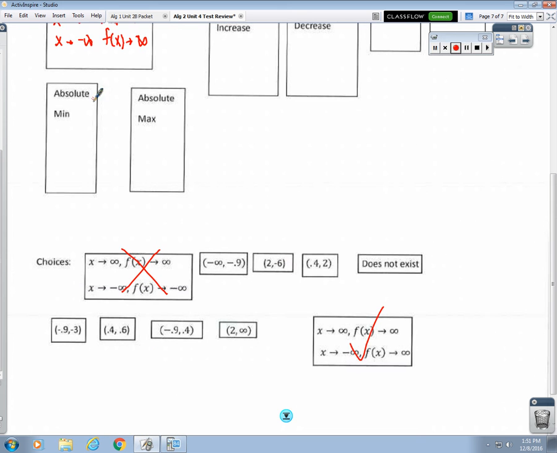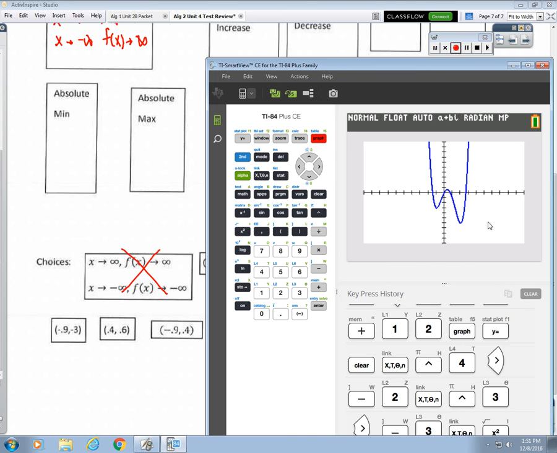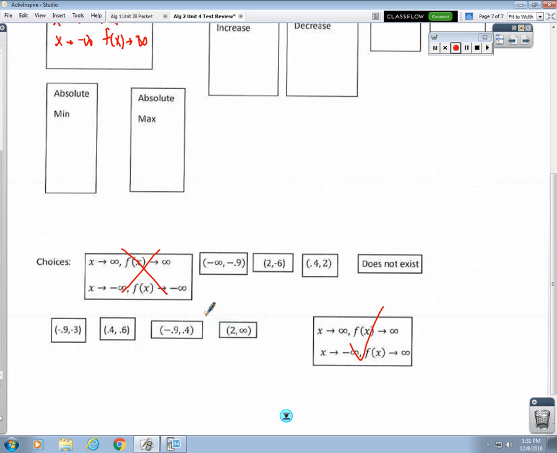Okay, now let's go to something like absolute min and absolute max. Does this graph have an absolute minimum? Guys, the absolute min is the absolute lowest part the graph will ever have, and that's right here. Well, isn't that right 2, negative 6? Okay, so let's see if that's one of the choices. It is, 2, negative 6. Okay, so I'm going to check that one off because I've used it.